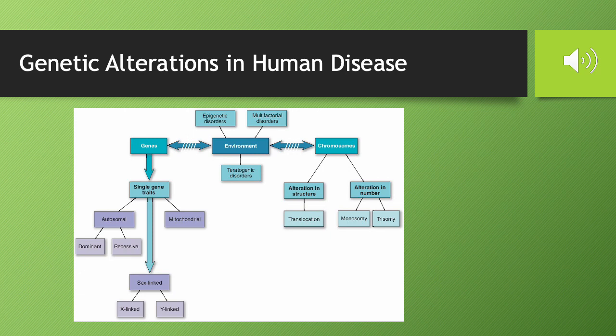Okay, so we have genetic alterations in human disease. This is just a general overview. As you can see, there's 3 boxes broken down with genes, environment, and chromosomes. As far as genes, that's talking about your autosomal dominant recessive disorders, and then you have sex-linked disorders, and then you have your mitochondrial disorders. The environment can also cause different cancers and disorders. And then we have chromosomal disorders, and that's what we were talking about earlier, with the different alterations in the structure and the format. So that would be kind of like your genetic mutations under there. And then you have the alterations in numbers.